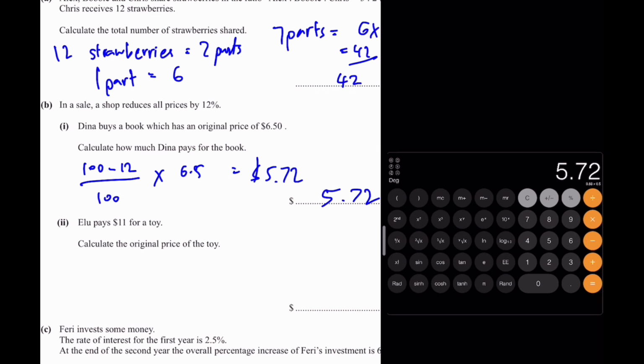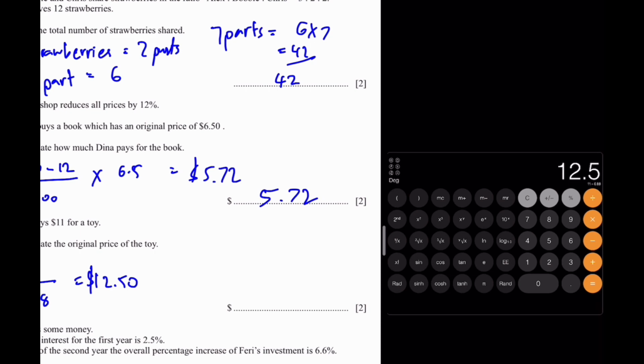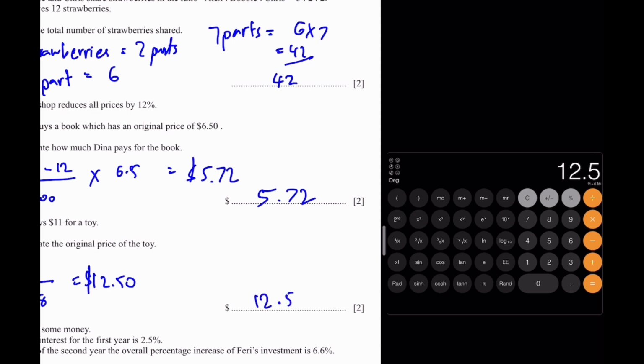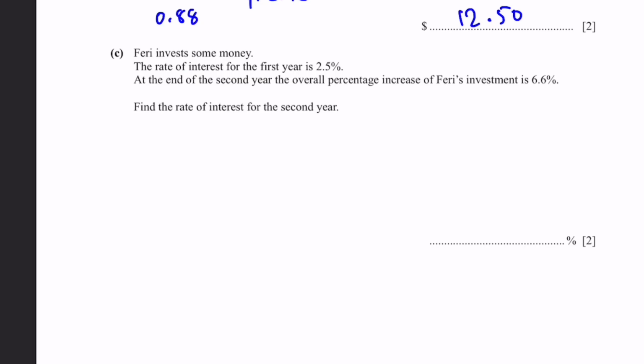So the original price is 11 divided by 0.88. Let's do that. 11 divided by 0.88 is 12.5. And we can write that in dollars, $12.50. Now let's move on to 2C.